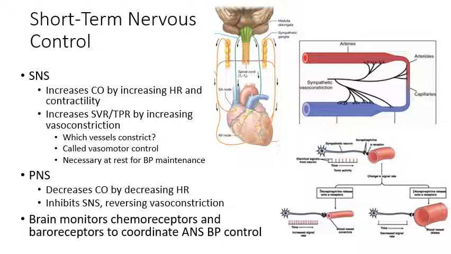So those are the ways that the nervous system is controlling your blood pressure. And it's going to use certain sensors to know what your blood pressure is and how it should be controlling your blood pressure. Those sensors are the chemoreceptors and the baroreceptors. So we'll talk about those right now.